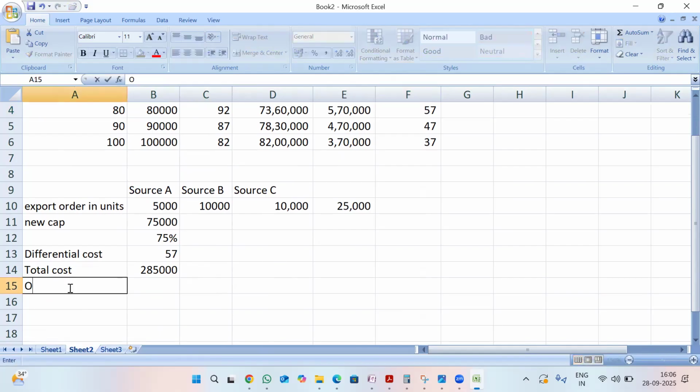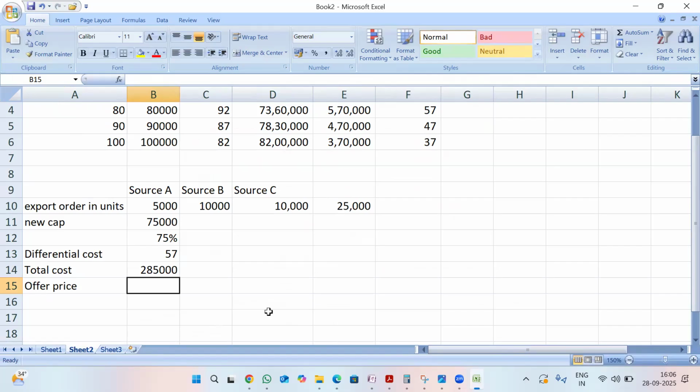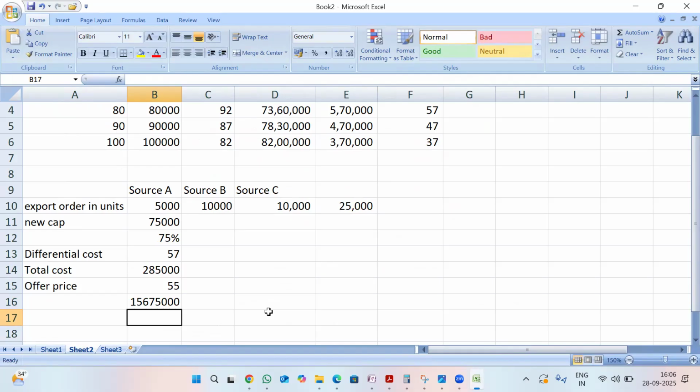Now, what is my offer price? So my offer price is 55 rupees per unit. So 55 into 5,000 units, so this is my offer price, 2,75,000. So here I'm incurring a loss. So how much is my loss? 275 minus 285. This is my loss of 10,000. Okay. Let's move on to source B.